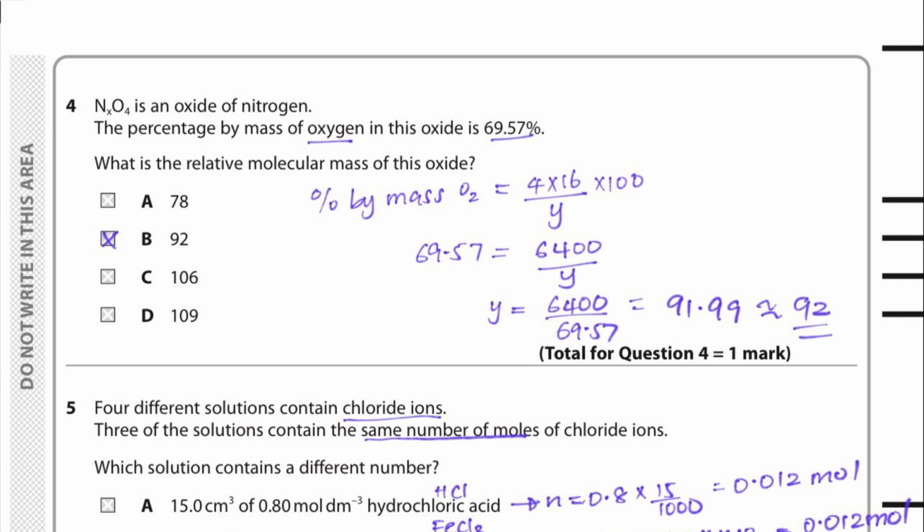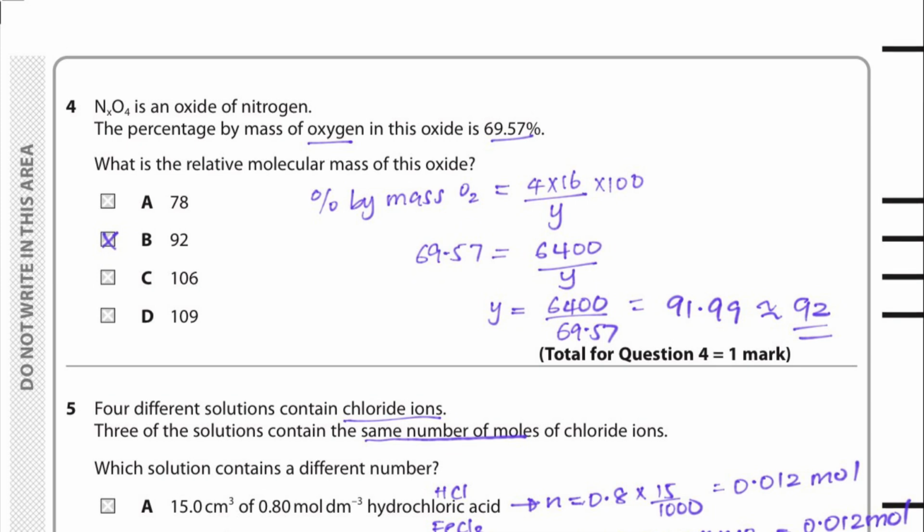Question 4. NXO4 is an oxide of nitrogen. The percentage by mass of oxygen in this oxide is 69.57%. What is the relative molecular mass of this oxide? To answer this, we know that oxygen's relative atomic mass is 16. The mass of oxygen atoms in this oxide of nitrogen is 4 times 16 equals 64.